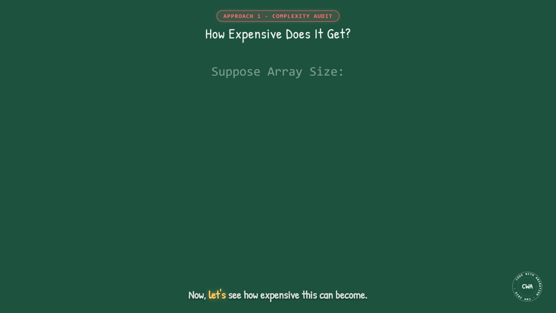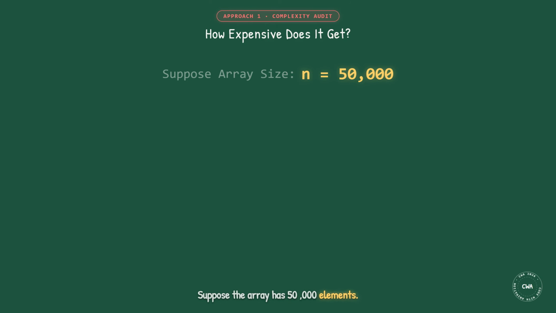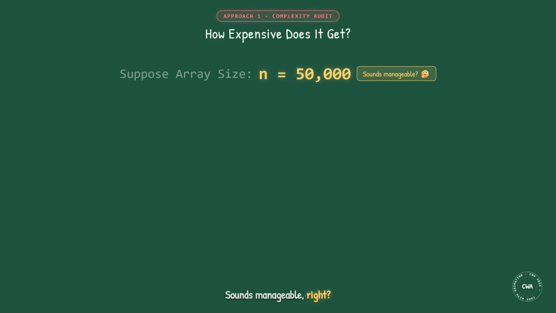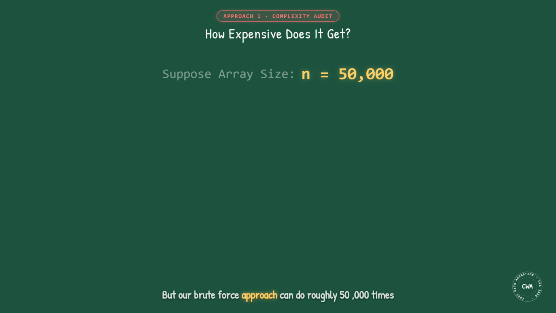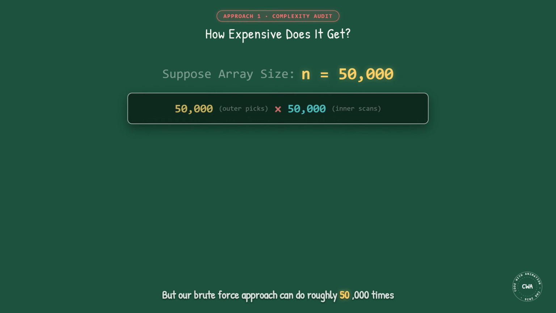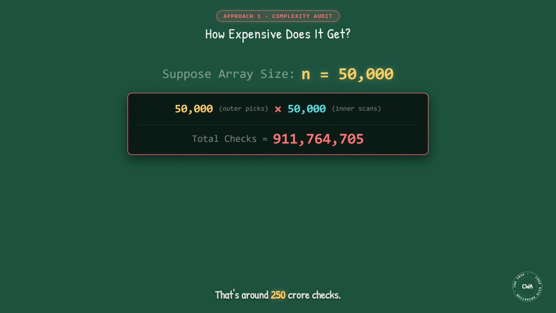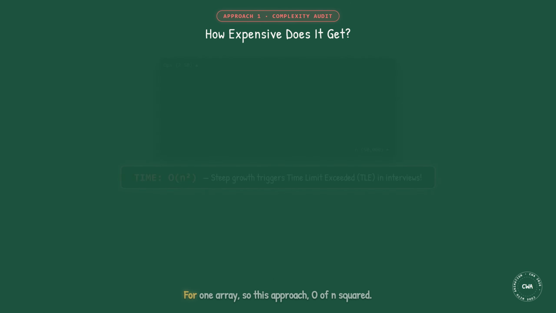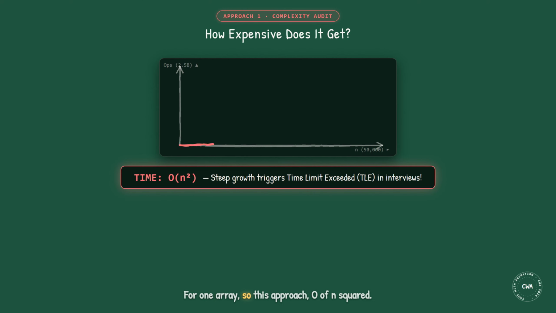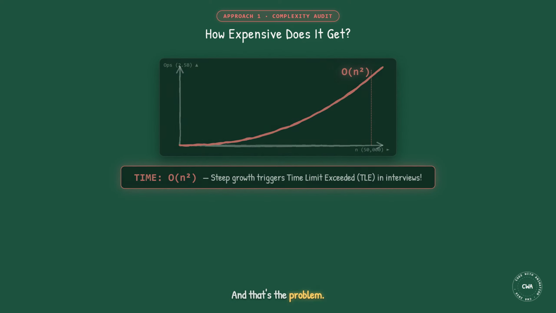Now, let's see how expensive this can become. Suppose the array has 50,000 elements. Sounds manageable, right? But our brute force approach can do roughly 50,000 times 50,000 checks. That's around 250 crore checks. 250 crore for one array. So this approach is O(n squared), and that's the problem.